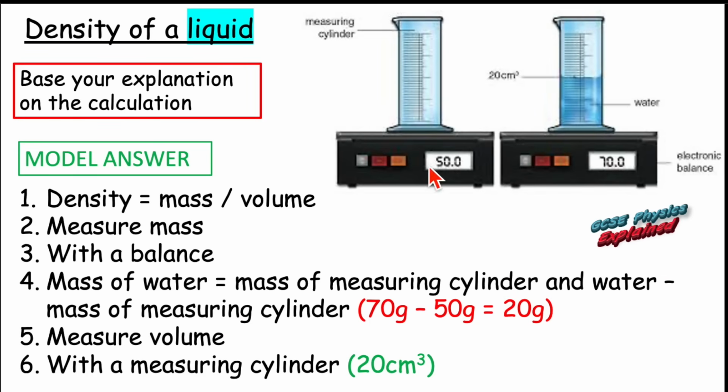So for example, put the measuring cylinder on the balance. It might say 50 grams, pop the water in, it goes up to 70 grams. So if we do 70, take away 50, we know that the mass of the water was 20 grams. We'd still need to measure the volume, and you'll get that with the measuring cylinder itself. So the good thing about this is as you pour the water into the measuring cylinder, you can literally get the volume from the measuring cylinder.